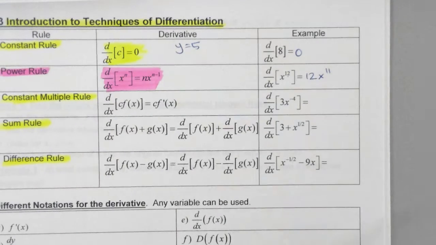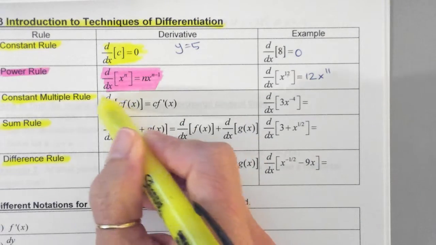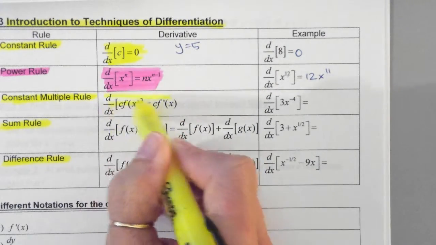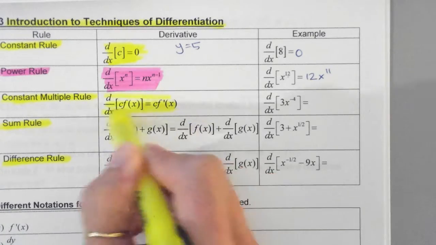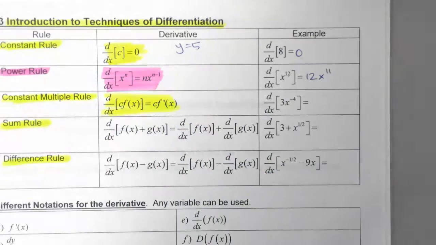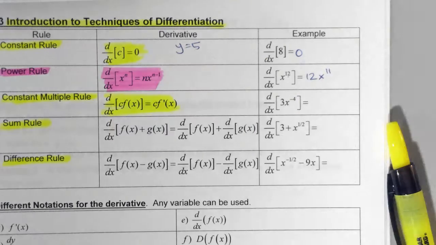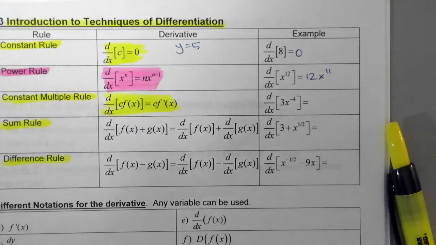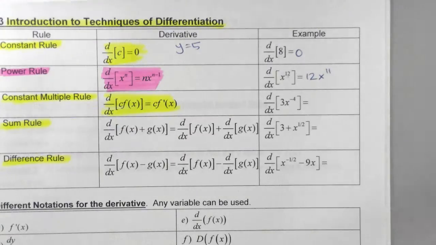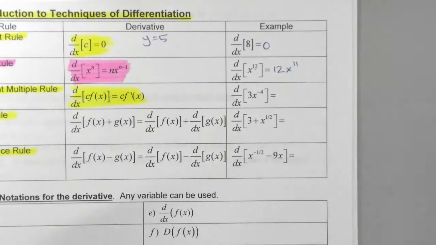Constant multiple rule. So here we're being told to take the derivative of some coefficient times a function. So the coefficient is just going to stay there. You don't do anything with it. You don't take the derivative of it. You don't use the product rule, which some of you know, and right now you don't know it, so for some of us it doesn't mean anything, which is good.